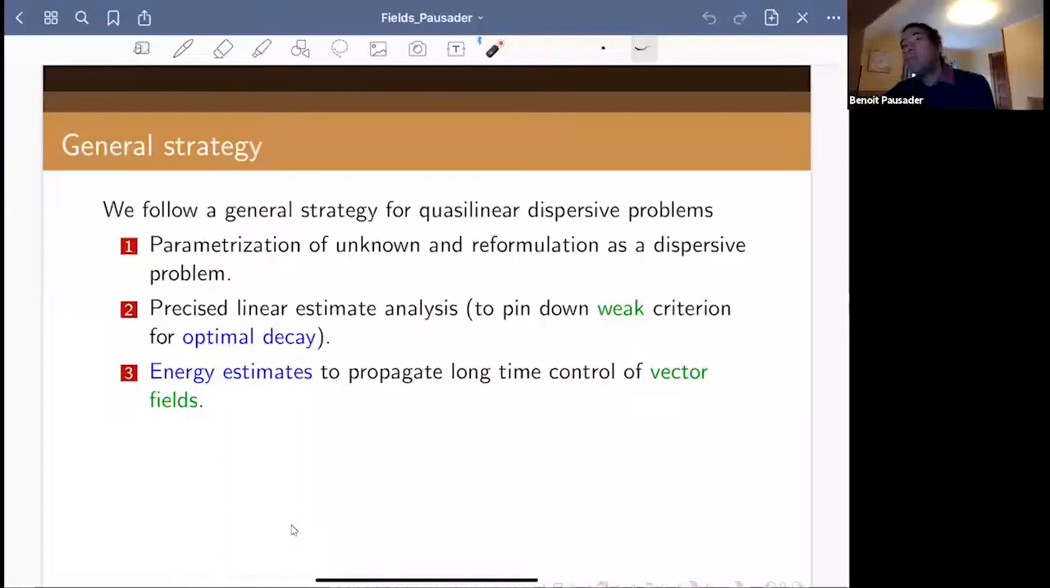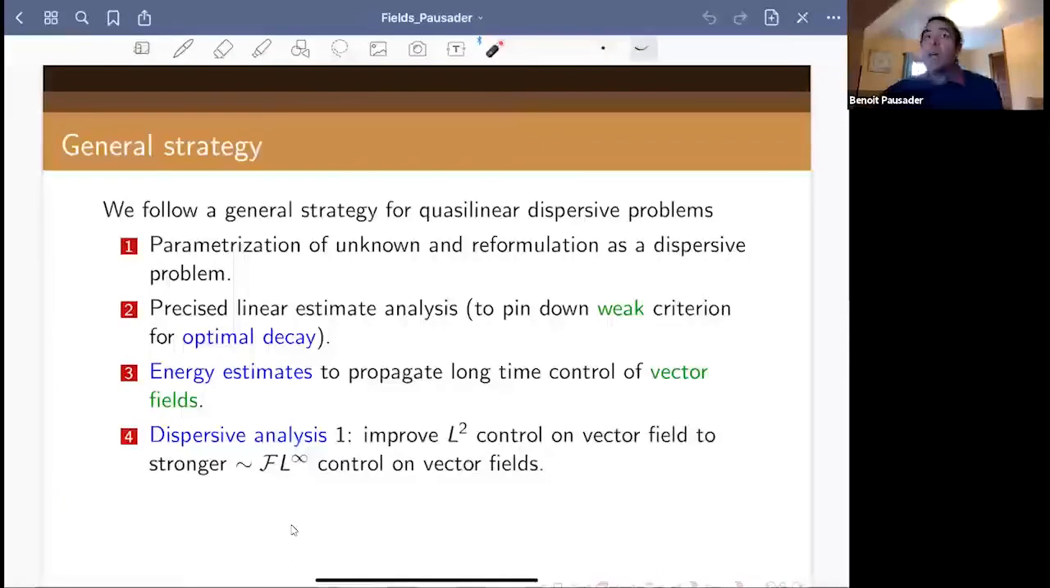The last one, the next one, is something that is not too surprising. You have vector fields, and more generally, you have a hyperbolic system. You would like to use that to control high order energies that would control many flat derivatives, and in our case, also many vector fields in L2. The next step is when we start the dispersive analysis.